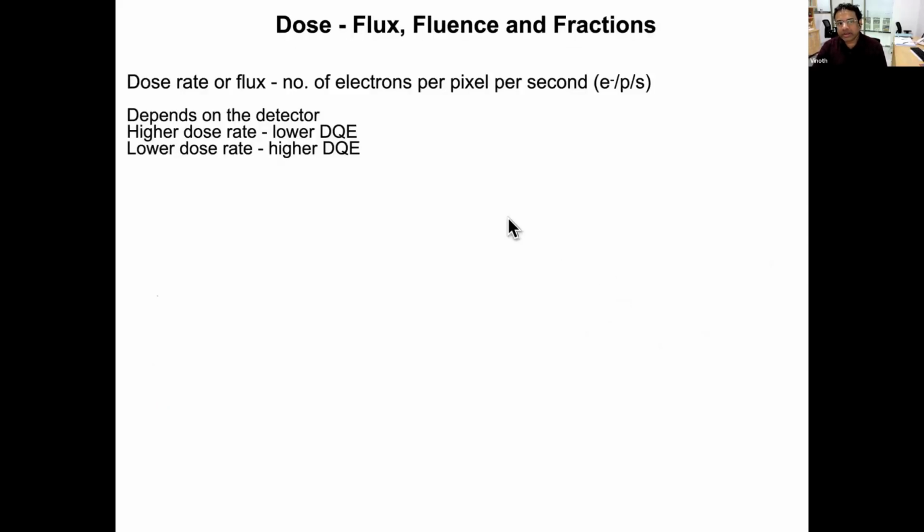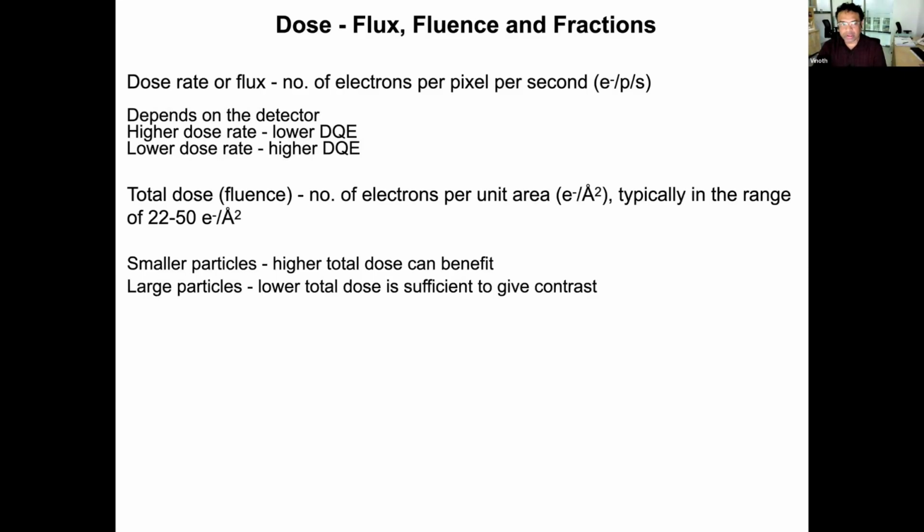And the critical thing in terms of using a detector is there are three different things: flux, fluence, fractions. There are three Fs. The first one is the dose rate or flux. This is the number of electrons per pixel per second. So it depends on the detector how many electrons you want to aim for. If you use a high dose rate, you get lower DQE. This was shown in the curve before, where you can see from the Falcon 3 and 4 that the lower dose gives better DQE.